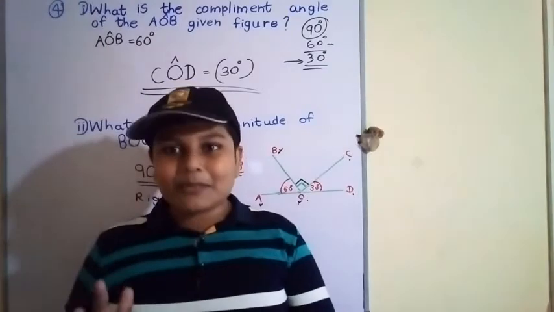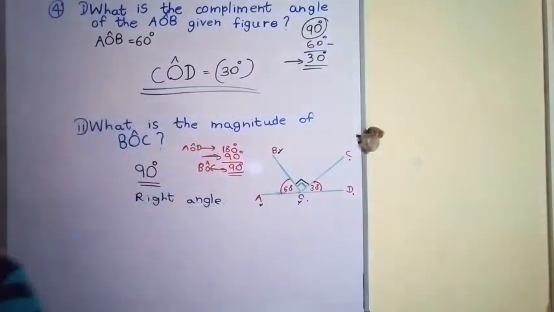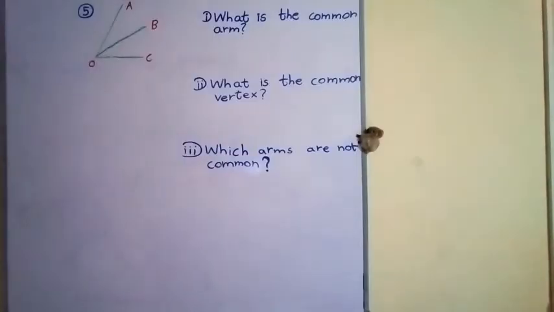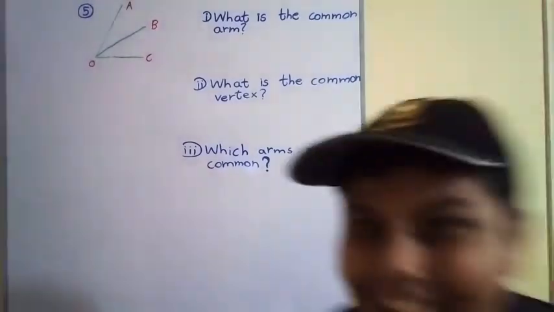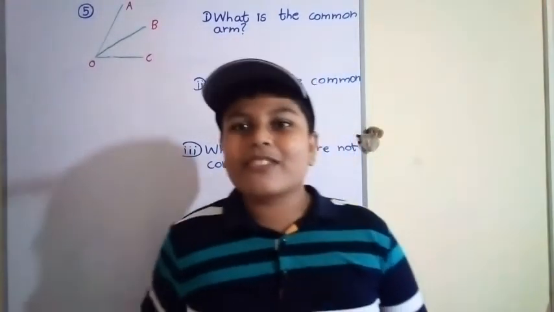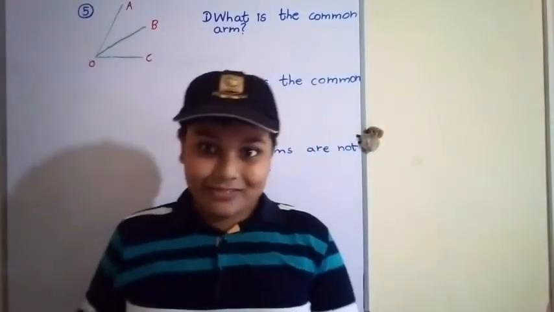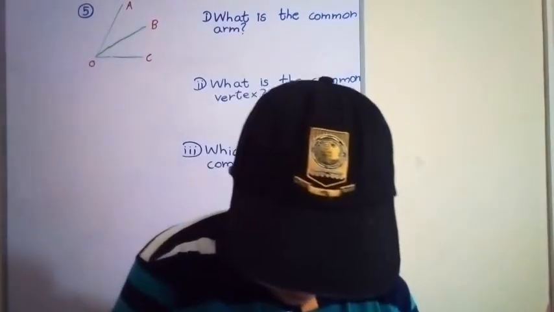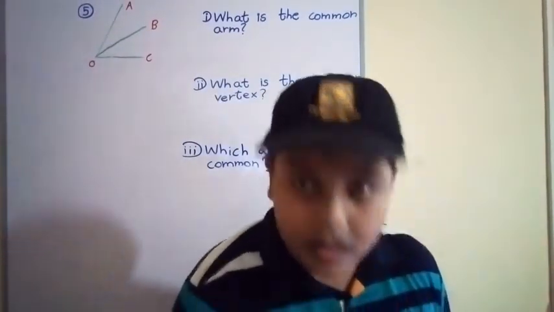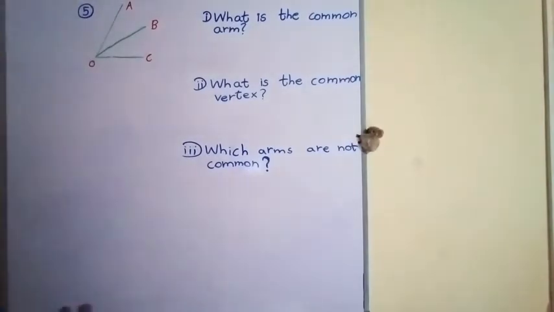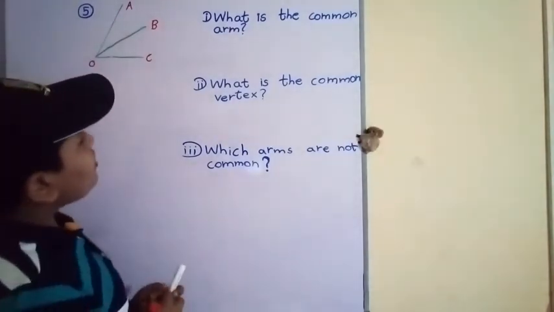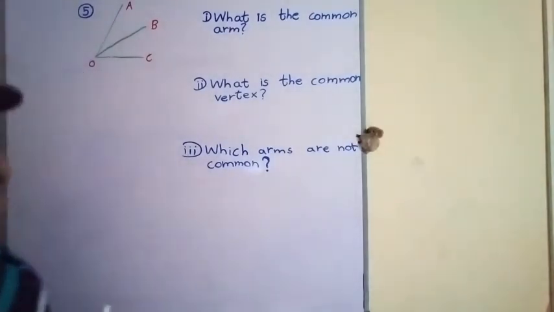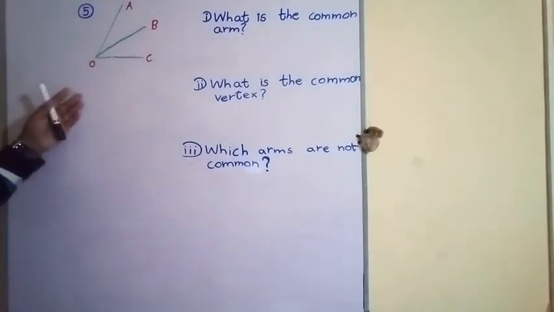Okay guys, let's move to the fifth question in this questions collection. Yes, this is your fifth question in this questions collection. Now, they have three parts. What is the common arm? You look, they have a pair of adjacent angles, right?